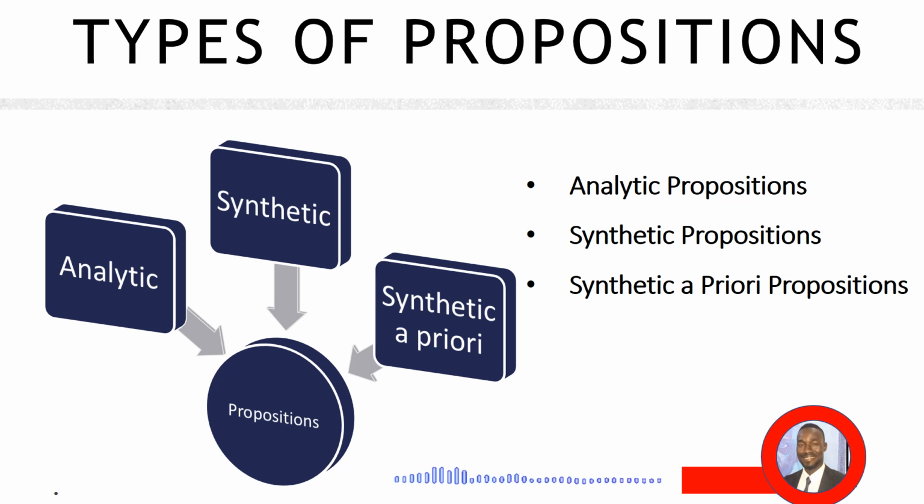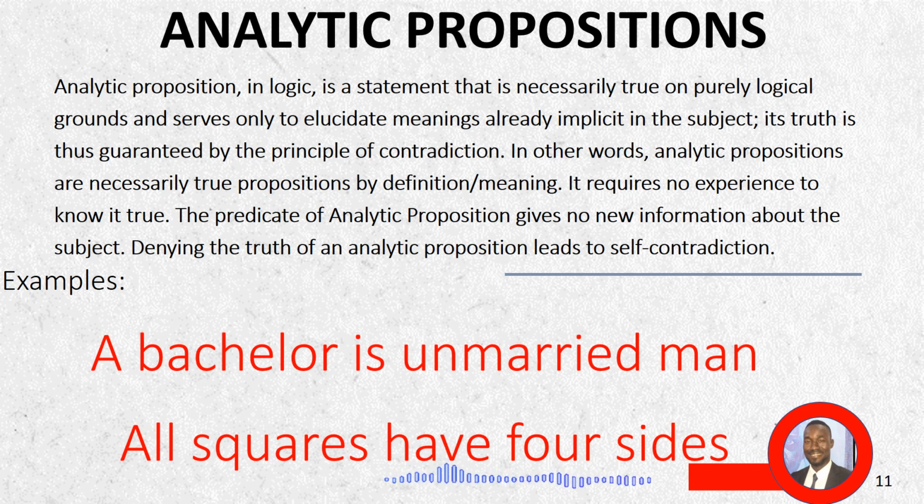We have analytic propositions, we have synthetic propositions, and we have what we call synthetic a priori propositions. I'm going to be explaining this in our next slide. Analytic propositions are propositions that are true by analysis. In logic, we say they are statements that are necessarily true purely on logical grounds and serve only to elucidate the meaning already implicit in the subject.